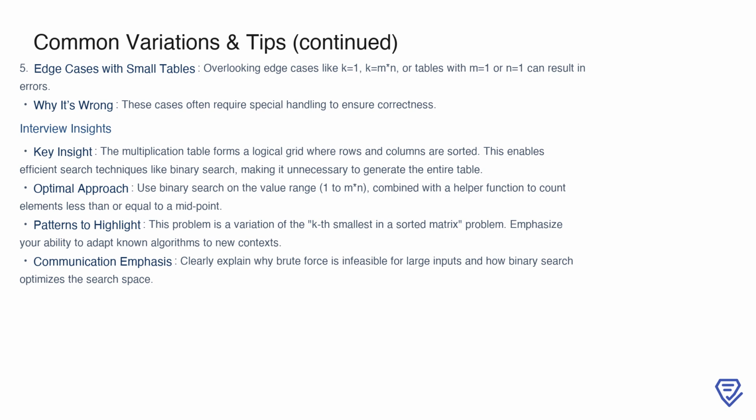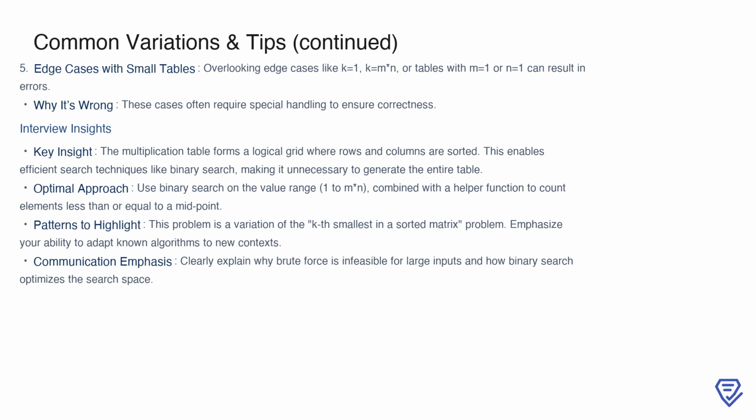When it comes to interviews, a key insight is recognizing that the multiplication table is essentially a sorted grid. This allows us to use efficient techniques like binary search on the value range, rather than generating the entire table. The optimal approach involves performing binary search between 1 and m times n, while using a helper function to count how many elements are less than or equal to a chosen midpoint. This approach not only optimizes the search space but also demonstrates your ability to adapt known algorithms to new contexts.